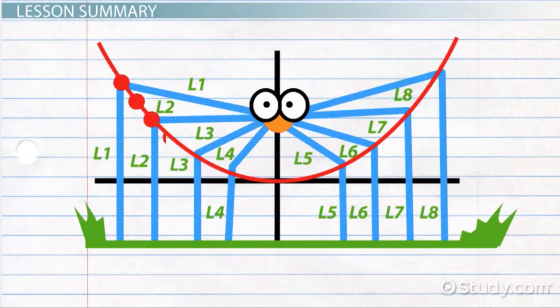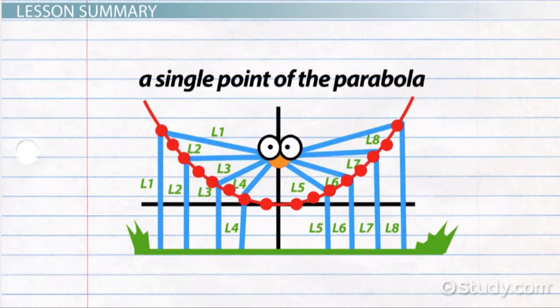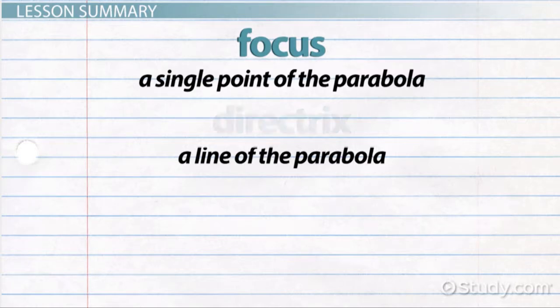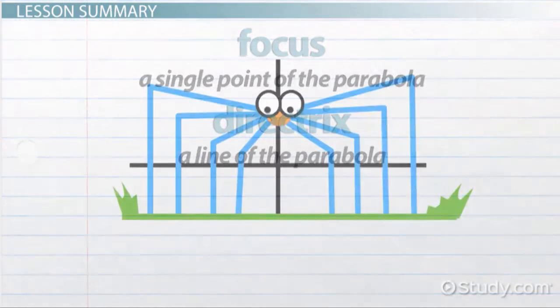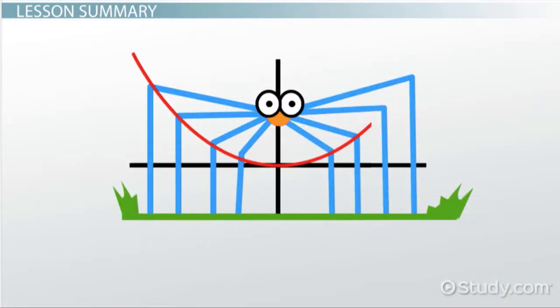The formal definition of a parabola is the set of all points that are the same distance from a single point of the parabola, called the focus, and a line of the parabola, called the directrix. Wow, it's really neat to look at parabolas in this way, and it's great that we had Melvin, the mathematical spider, to help us along.